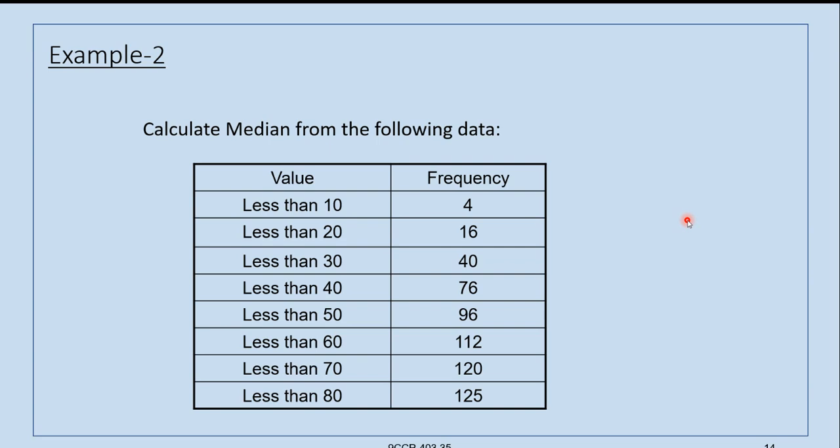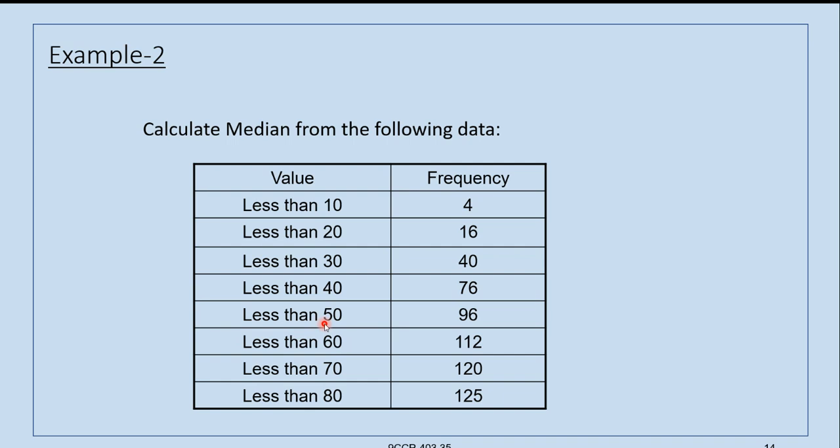And by taking an example, we'll understand less than cumulative frequency. Here in the class interval, a less than number is given. Here less than 10 means any number below 10. Here we first have to determine the class interval, so listen carefully. We are given less than 10, less than 20, less than 30, less than 40, less than 50, and so on.